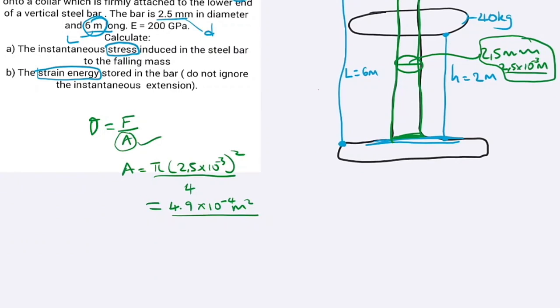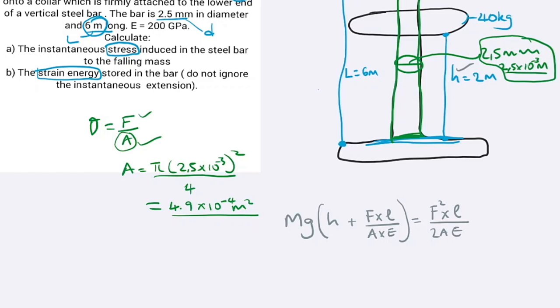That means we have the area now, but we don't have the force. So to find the force, we have to apply the shock loading formula. The shock loading formula is mg, open bracket, the height plus the change in length, which is force times the length divided by area times Young modulus, close bracket, equal to the strain energy, which is force squared times the length divided by 2 times the area times Young modulus. That is the formula for shock loading.